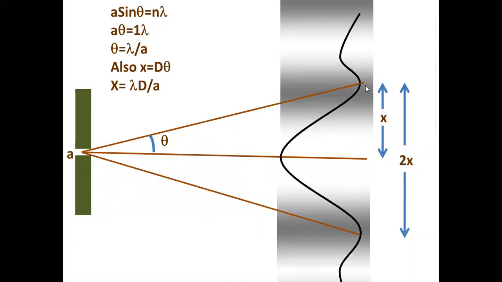So put the condition for the first minimum. The first minimum is a sin theta equal to n lambda, n equal to 1, but theta is very small, so a theta equal to 1 lambda. That's what you have to do. Then you have to proceed. So a sin theta equal to n lambda.